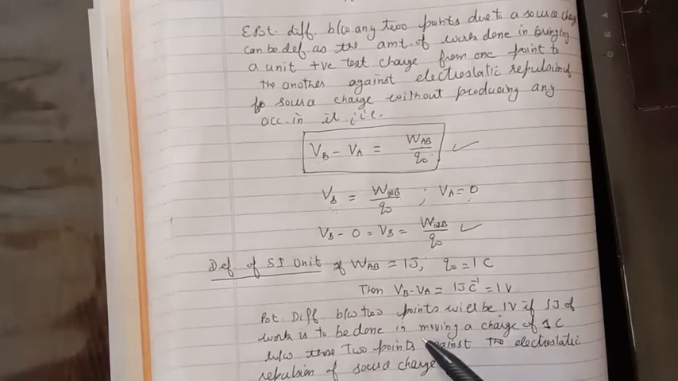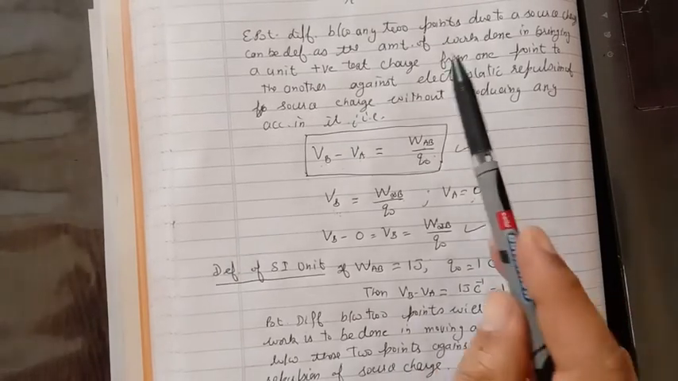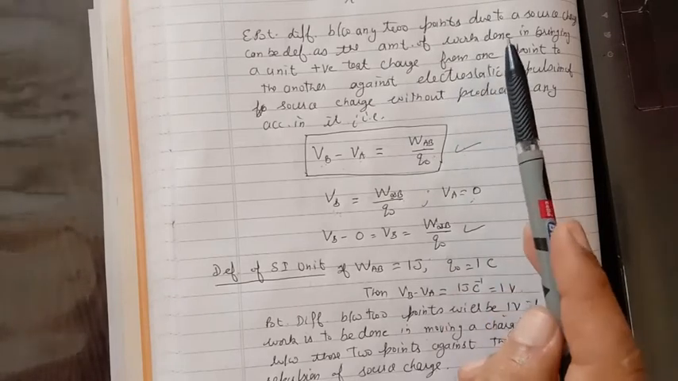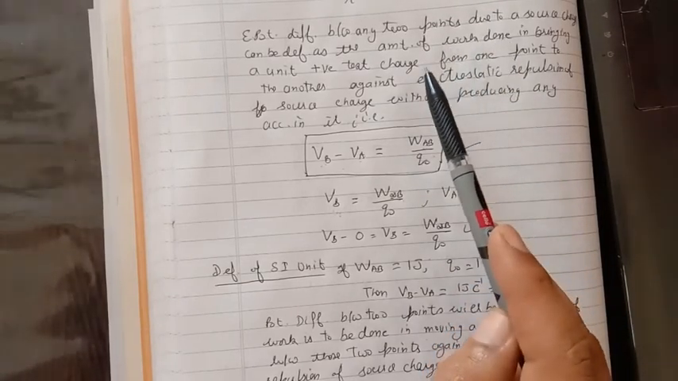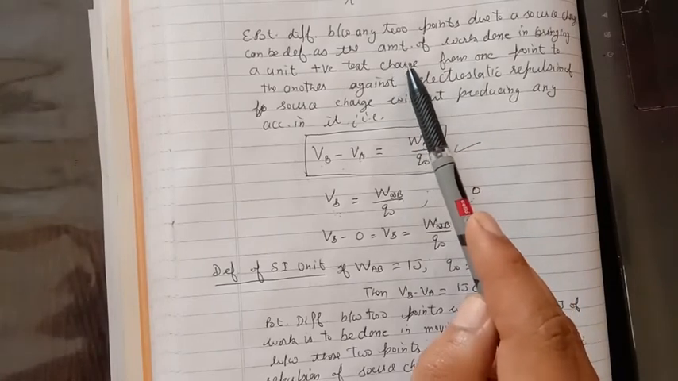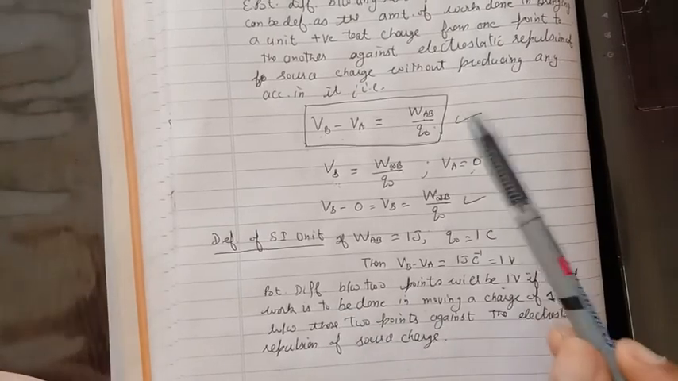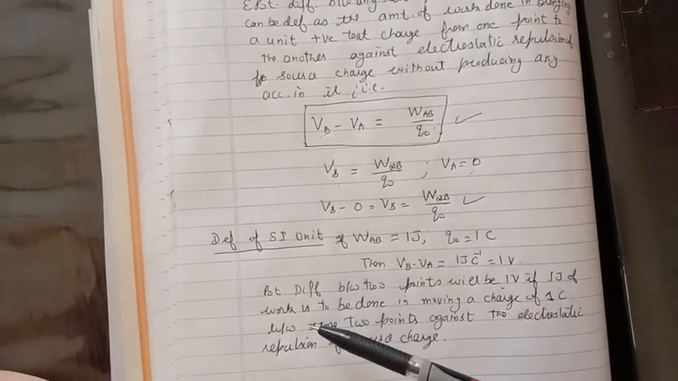So this definition of SI unit of electric potential difference is actually the definition of electric potential difference. The only difference is that we have substituted the numerical value of work done equal to 1 joule and the numerical value of the test charge equal to 1 coulomb. So in this way we can define the electric potential difference, the quantity, as well as its SI unit.